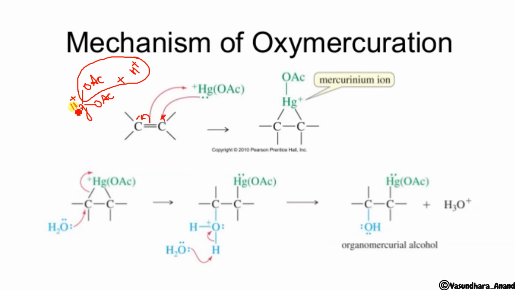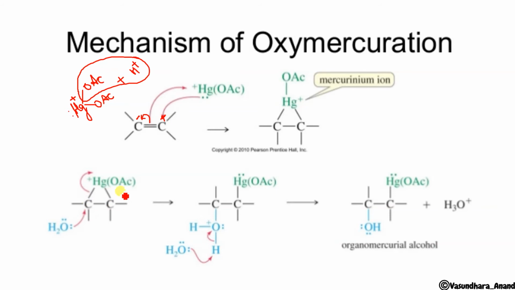Hg has one lone pair too. So that's why it will be like this. Due to this plus charge, it will attach to this carbon, and due to this lone pair, it will attach to this carbon. So it will form a ring-like structure like this, and this is called the mercurinium ion.